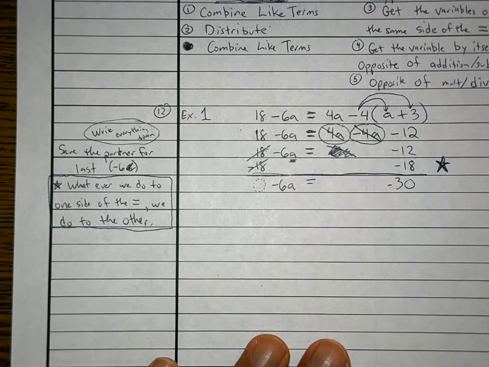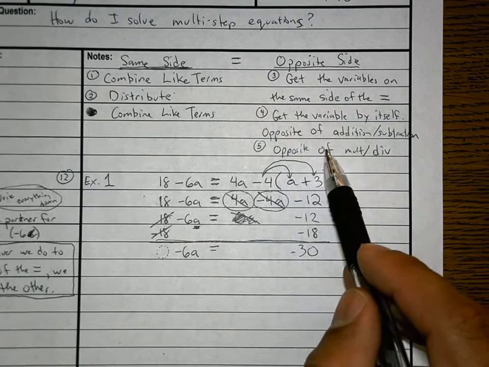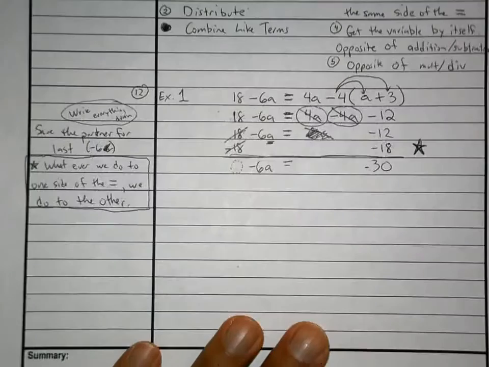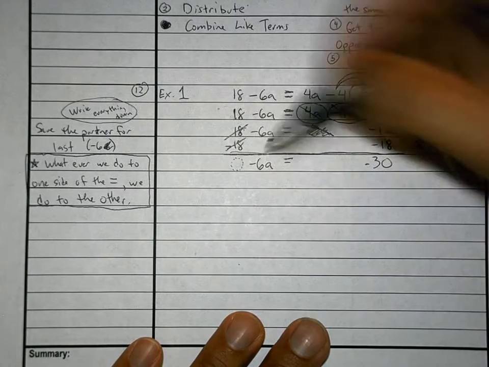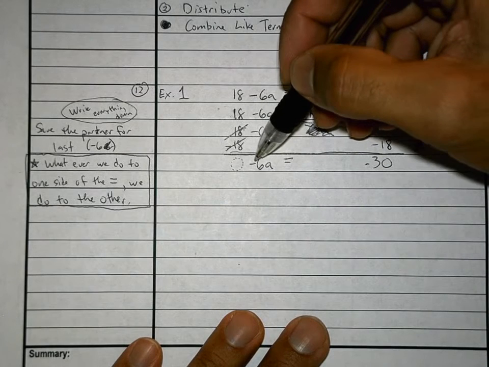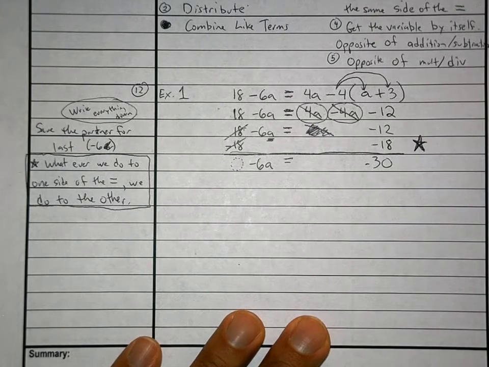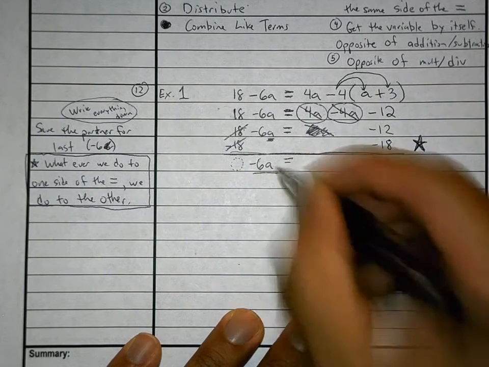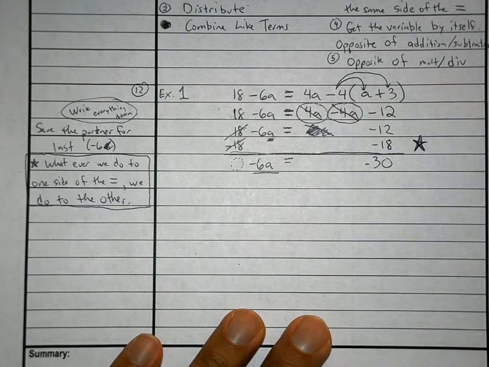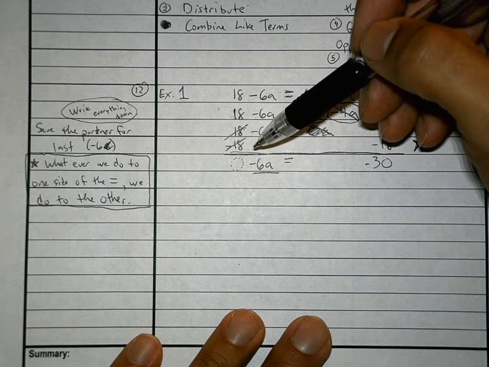The last step, we do the opposite of whatever the partner is. This negative 6 is multiplying the a. This is multiplying because when there's a number next to a letter, it always means multiply. The opposite of multiplying is? Divide. And I can't tell you how many students look at this and say, why aren't I adding? Why am I not putting plus 6?